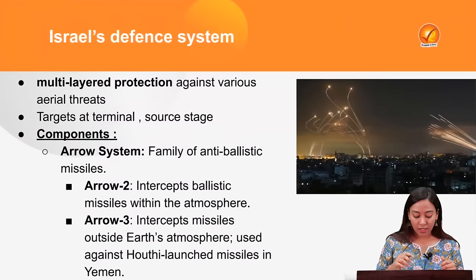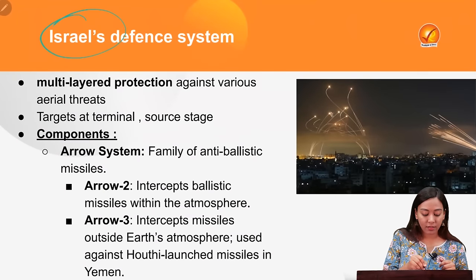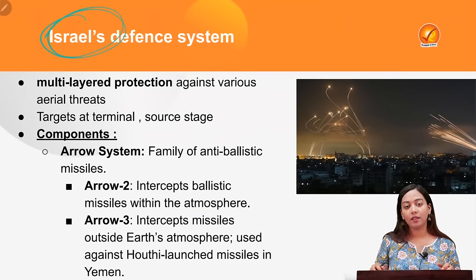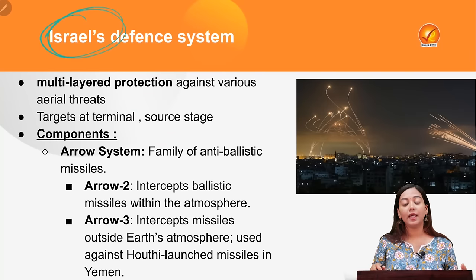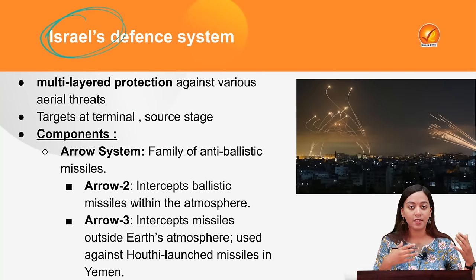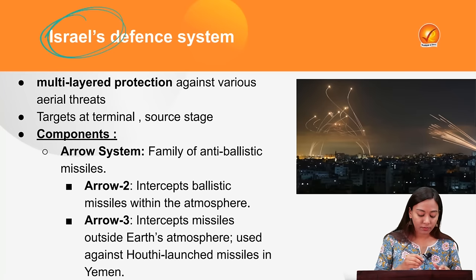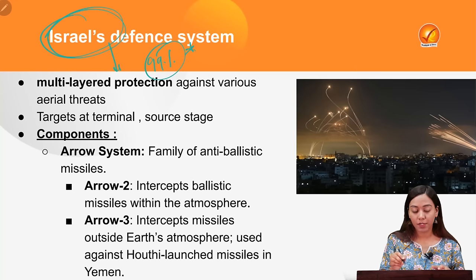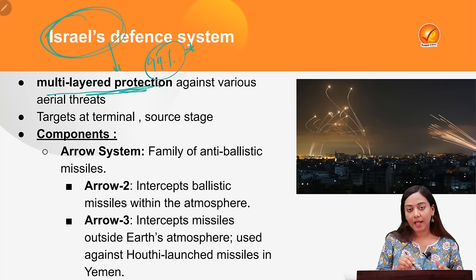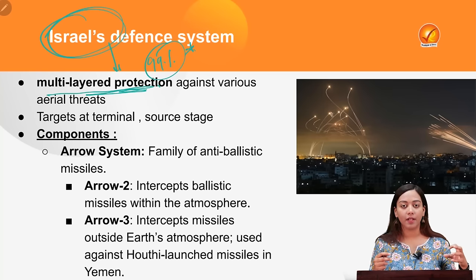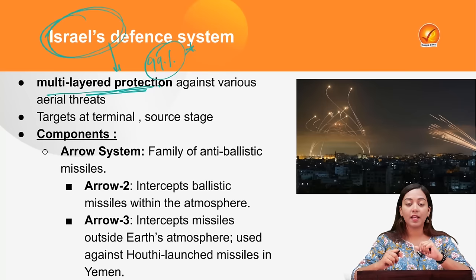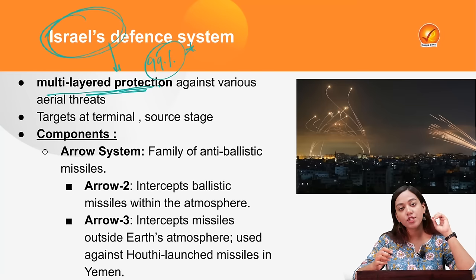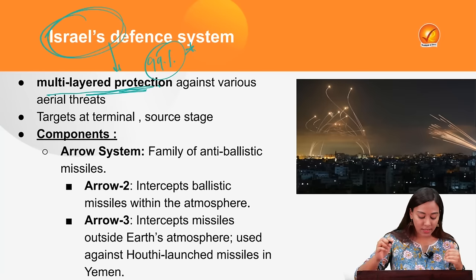So, we'll be discussing. What happened was that Israel attacked Iran's embassy in Damascus, the capital of Syria, so Iran retaliated by attacking with a lot of missiles and drones on the 13th of April, which were intercepted, and 99% success was achieved because of the multi-layered protection that Israel has against various air threats, be it as small as drones, as fast as ballistic missiles, or as invisible as cruise missiles. For all of them, they have this multi-layered protection. So it's not just one missile, it's multiple layers. What are these? Let's understand.